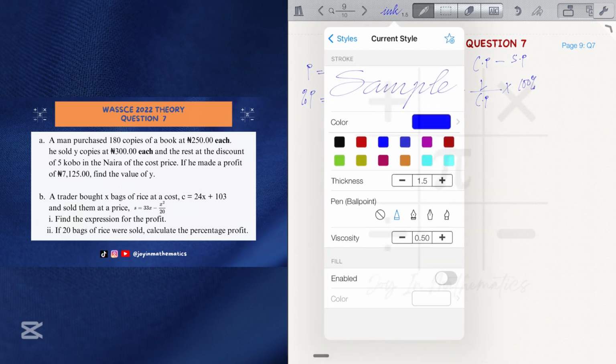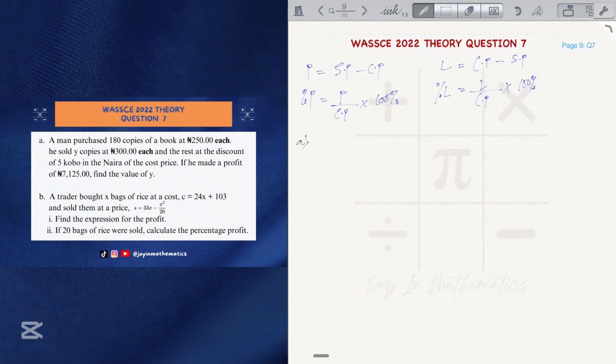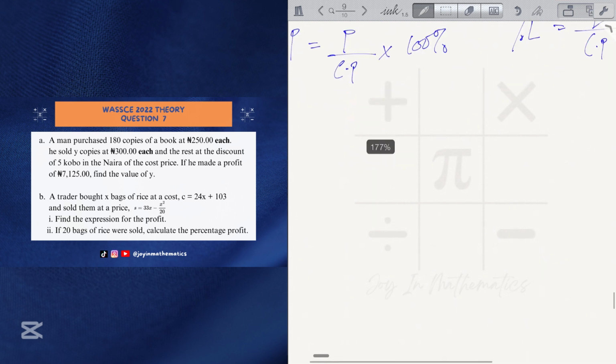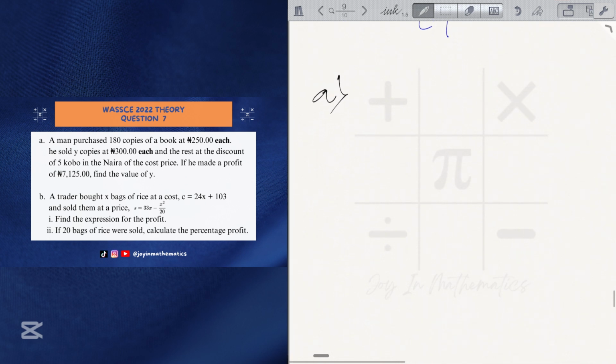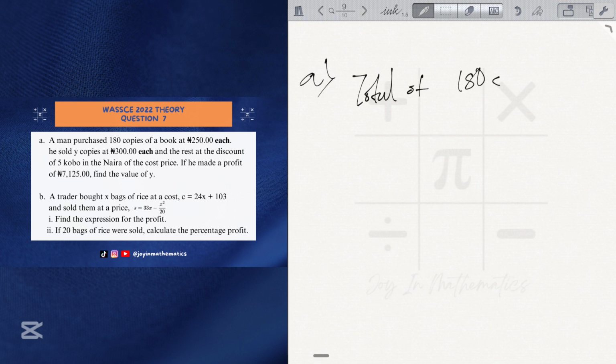So let's begin with question A. The question says a man purchased 180 copies of a book at 250 naira each. So there is a man, he purchased a total of 180 copies, and he purchased them at the rate of 250 naira each.